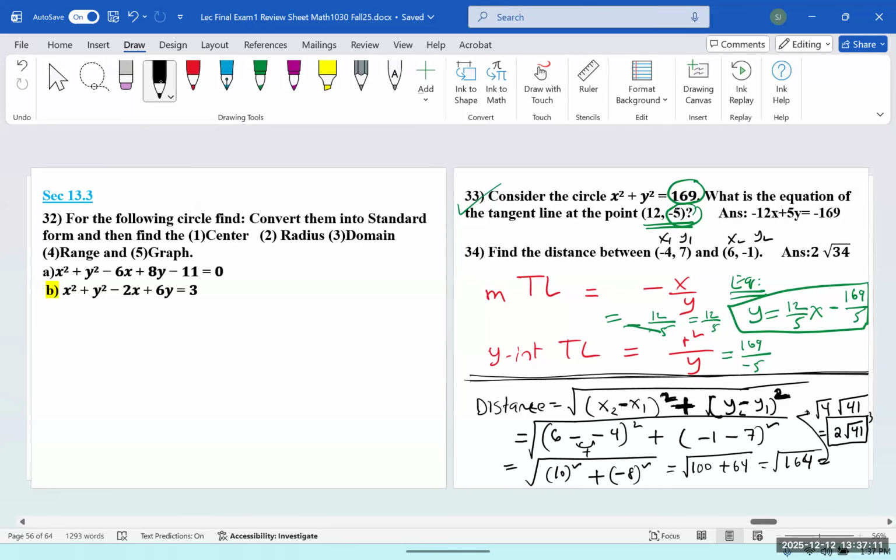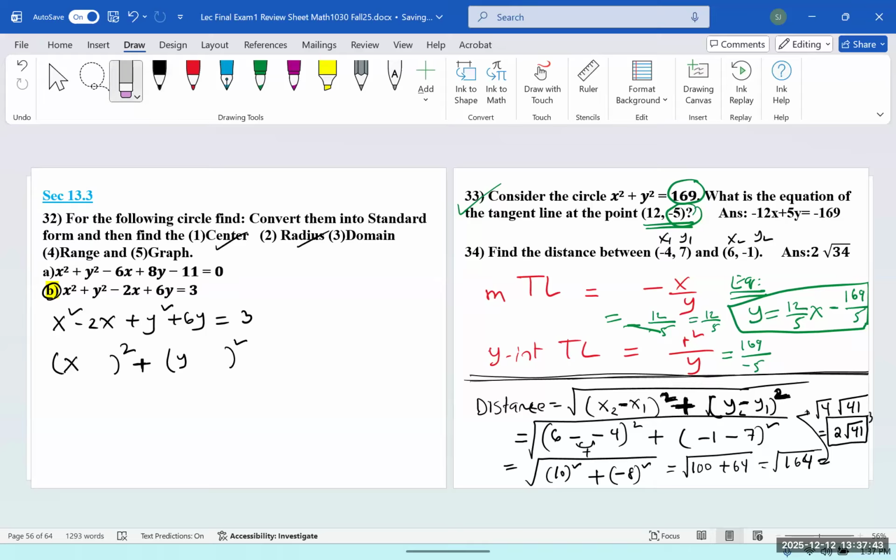Circle. So most of the time they ask for center and radius. And sometimes they ask for domain and range, but most of the time it's just center and radius. So let's do this. We have x squared minus 2x plus y squared plus 6y equals 3. Our goal is to rewrite this x inside squared outside plus y inside squared outside equals 3.